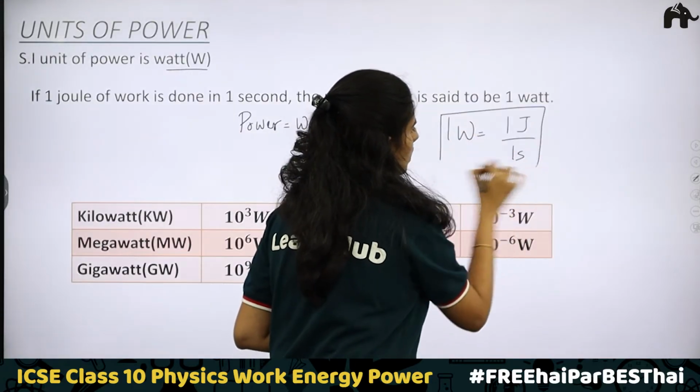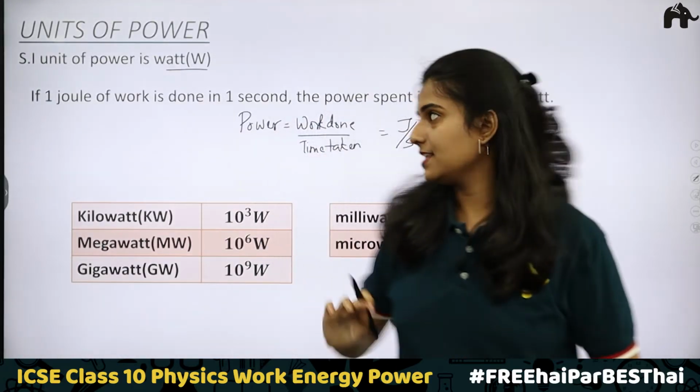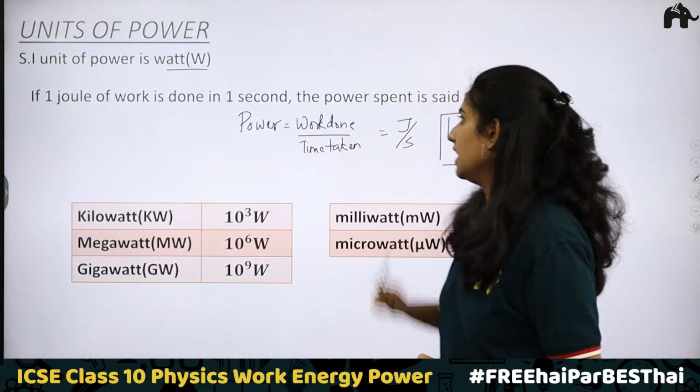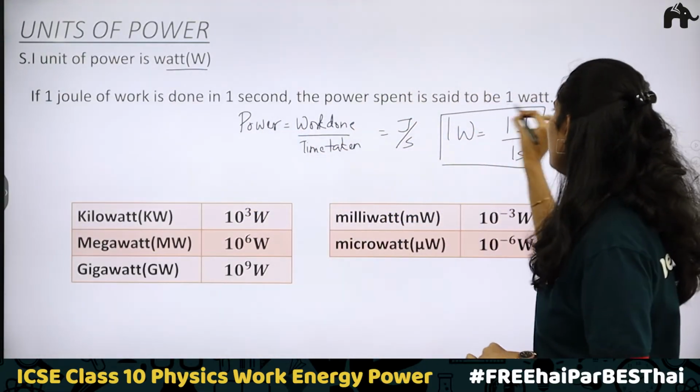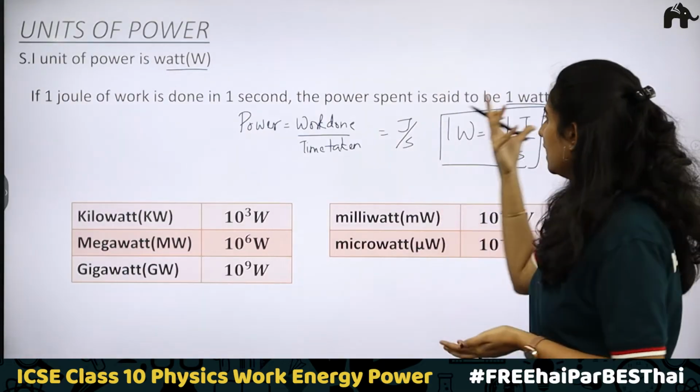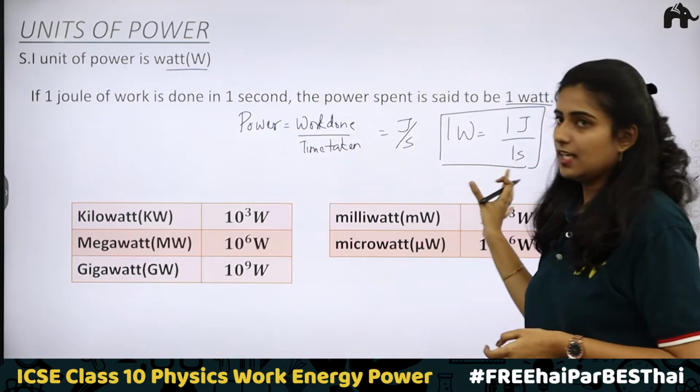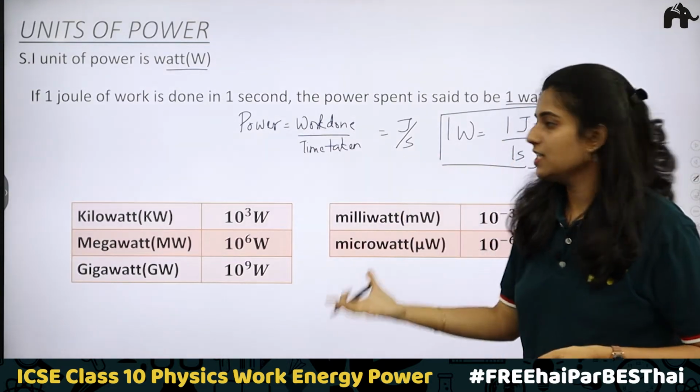1 watt is equal to 1 joule per 1 second. That is, if 1 joule of work is done in 1 second, the power spent is said to be 1 watt. When do we get 1 watt? We get 1 watt when 1 joule of work is done in 1 second. Clear? Then we have some bigger units and smaller units.